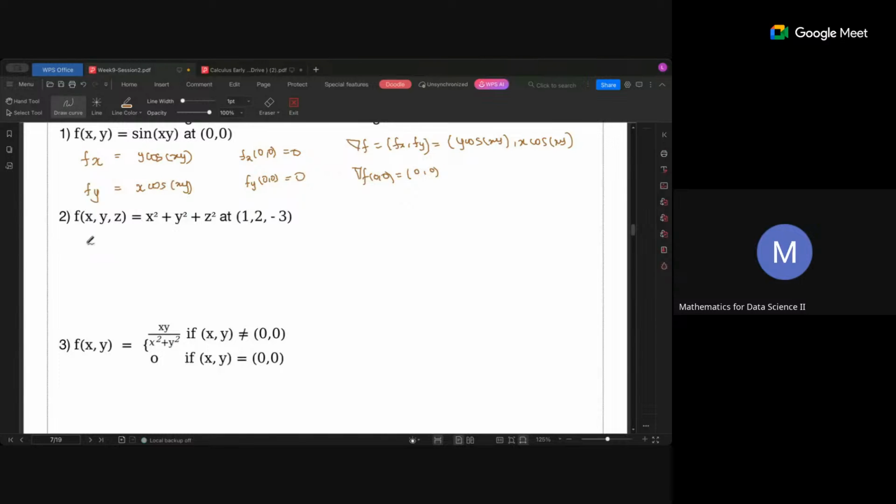So now tell me what is fx here? 2x. And what is fy? 2y. What is fz? 2z. Okay. Now what is your gradient function? Gradient function is fx, fy, and fz. Now what is del f at 1 comma 2 comma minus 3? So what is fx at 1 comma 2 comma minus 3? 2, 4, minus 6.